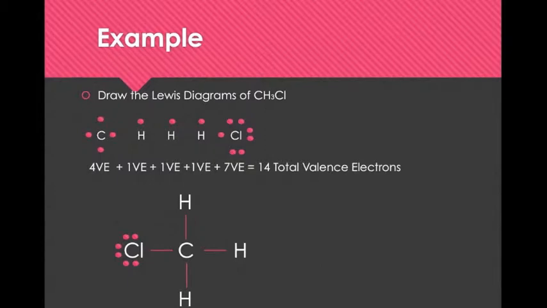Arrange the elements around carbon and draw lines to represent the bonds formed. Since there are 4 bonds, we have already used up 8 electrons, and 14 minus 8 is 6. So we distribute the 6 left to chlorine, since hydrogen is happy with 2 electrons and carbon already has 8.